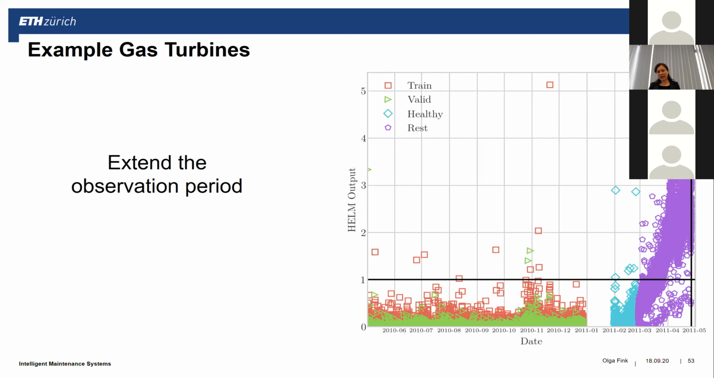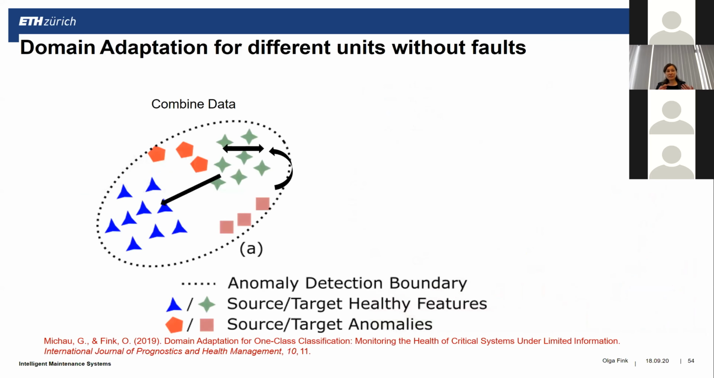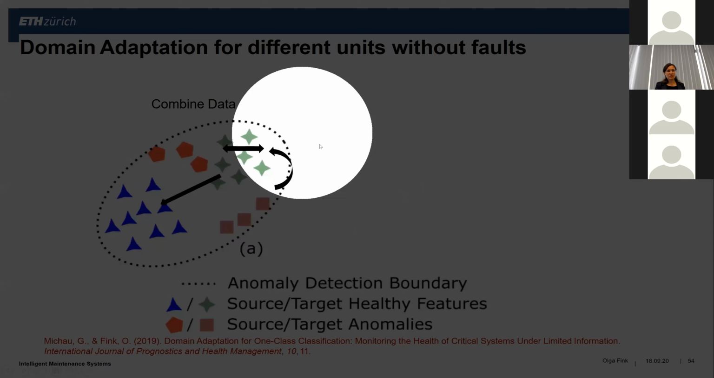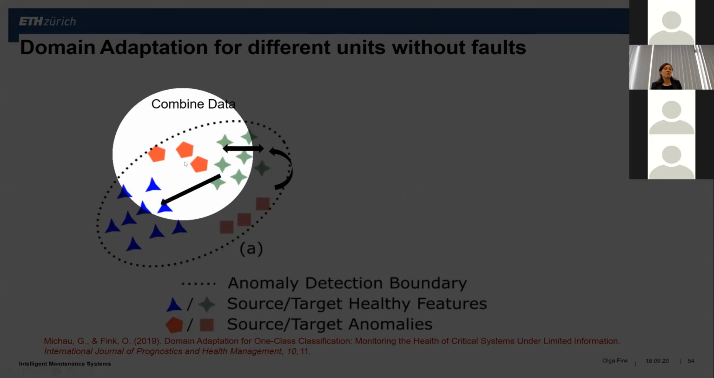And since we don't have any anchors, so any faults in our data, we cannot use them for training at all. So the question is, how can we actually align the data from the two units? We have the source and the target units here. That's our source and target healthy features, and that would be our source and target anomalies. If we just align them naively, we would not detect anything in this case. And this is the ideal case that we would like to achieve. The idea behind how to achieve that is to keep the inter-sample relationships.